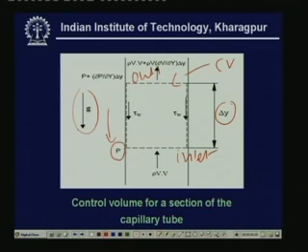At the inlet the pressure is P, at the outlet the pressure is P plus dou P by dou y into delta y. This is obtained by applying Taylor series expansion. Similarly, at the inlet rho V into V multiplied by the area is the momentum at the inlet, and this term multiplied by the area is the momentum at the outlet, and tau W is the shear stress acting near the walls.